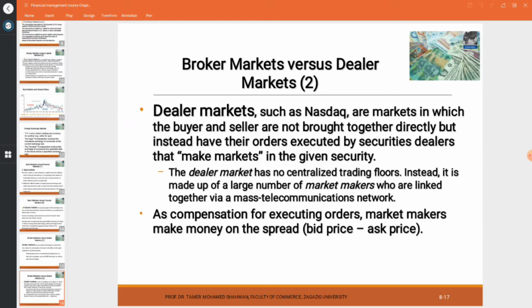Of course, what is the benefit of the market maker? To compensate a market maker for this role, they are going to have what we call the spread. What's the spread? This is the difference between the bid price and the ask price, and this spread will be considered a good compensation for market makers as they are conducting and executing the orders using a mass telecommunication network.